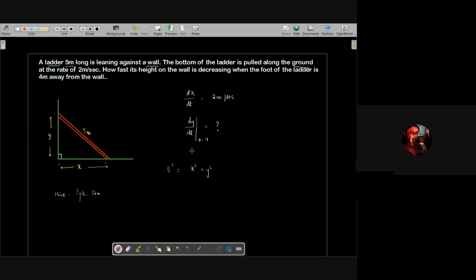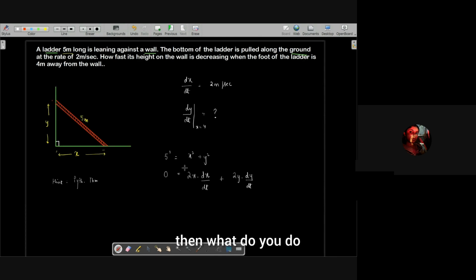So then that would be 0 equals 2x dx by dt plus 2y dy by dt. And then, now I don't know what to do.